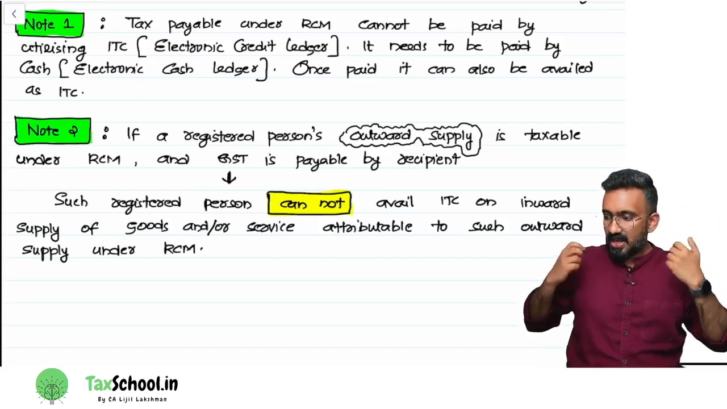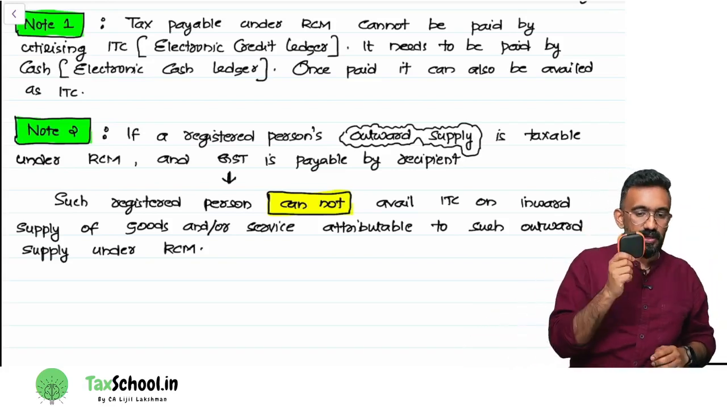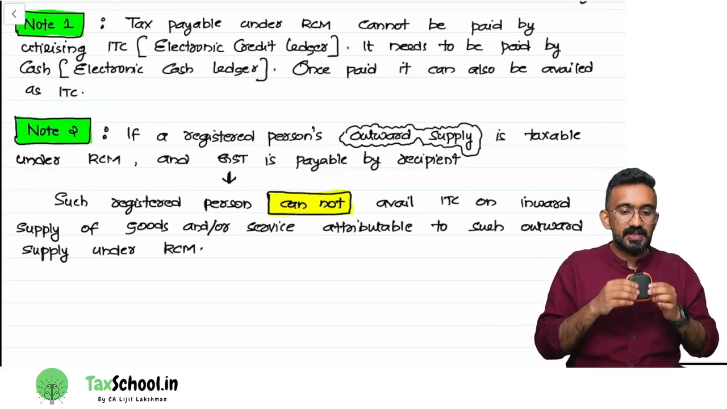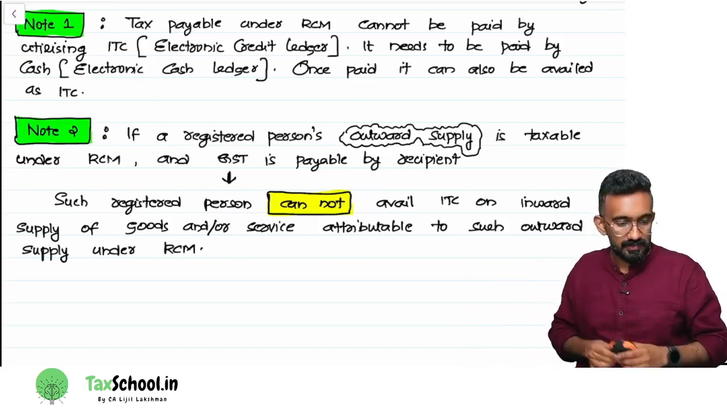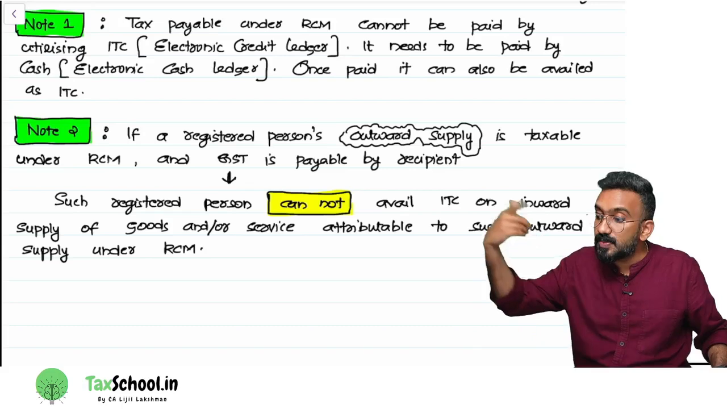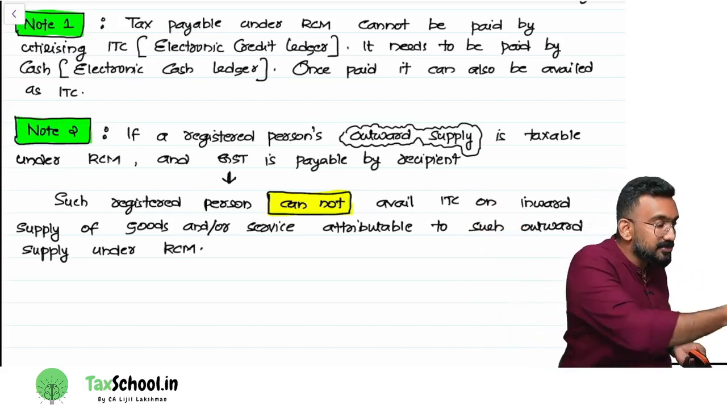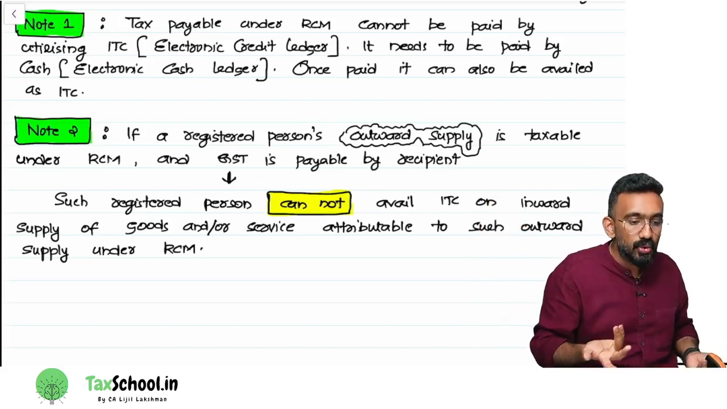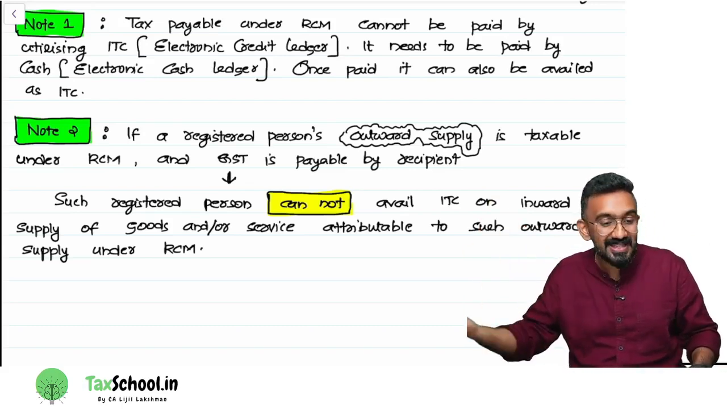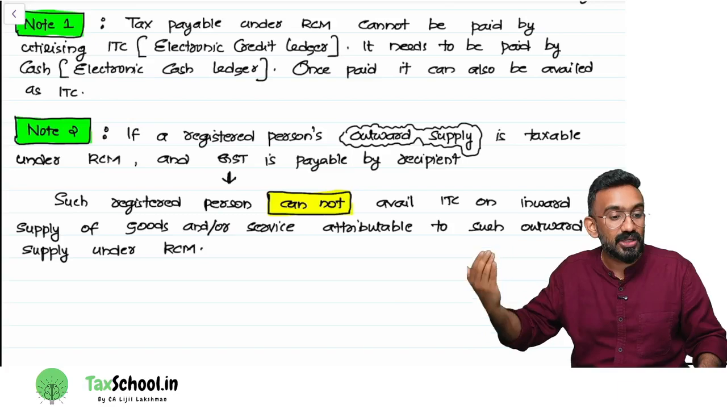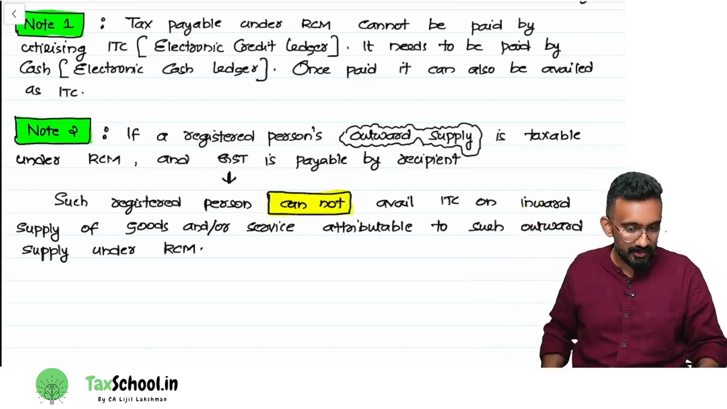I'm the seller. I sold my product, these goods, to a customer, and the customer is paying tax under RCM. I purchased this product from someone and paid some GST. Can I take the credit of this? No, because I don't have any outward tax liability while I am selling it to the customer. These are the 2 points that you have to remember.